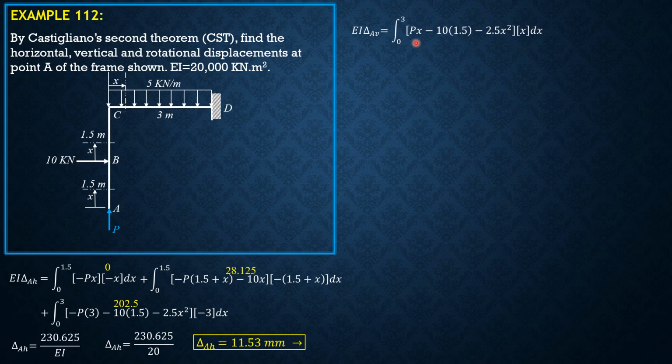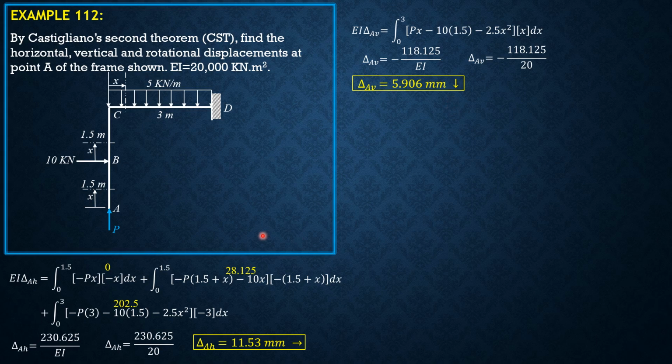Then the partial derivative of this equation with respect to P is x, so dx. So prior to integration, P is 0, so we just evaluate the integral of these remaining last two terms. So that would be negative 118.125 over EI. So divided by 20. So the deflection is downward again. So delta A vertical, the vertical displacement at A, is 5.906 mm downward.